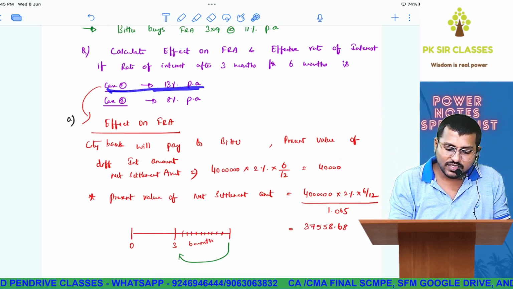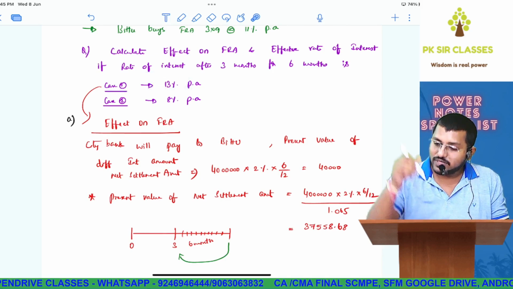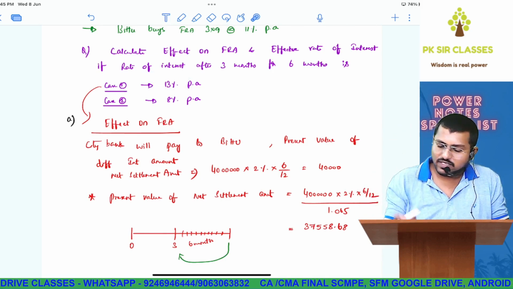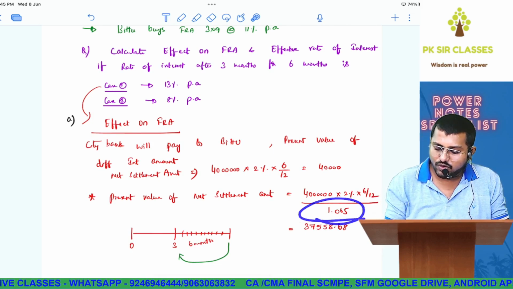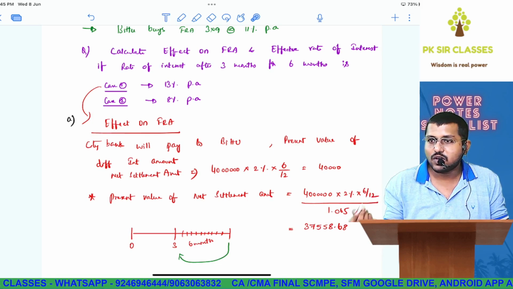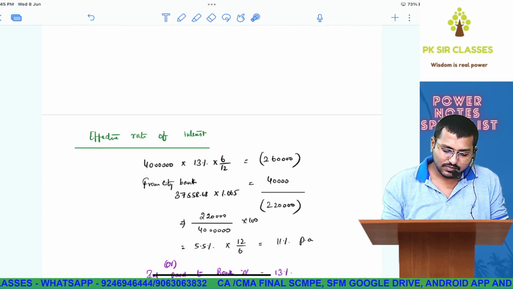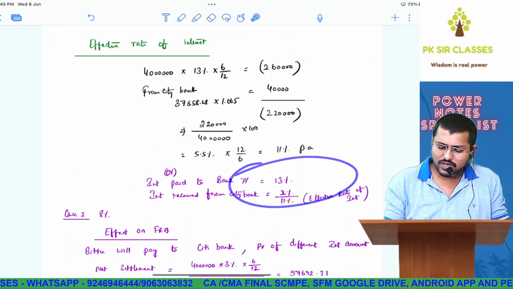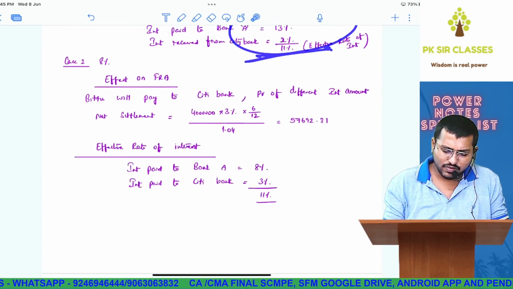For example, in this example, what is the rate? 13%, which means they'll discount at 13% itself. For 6 months it is 6.5%. Therefore, 1.065. Got the point? Yes. Okay. The effective interest rate we have already seen. It should come to how much? 11%, which you have agreed upon.